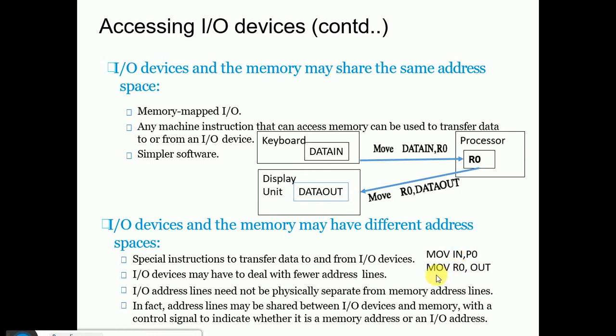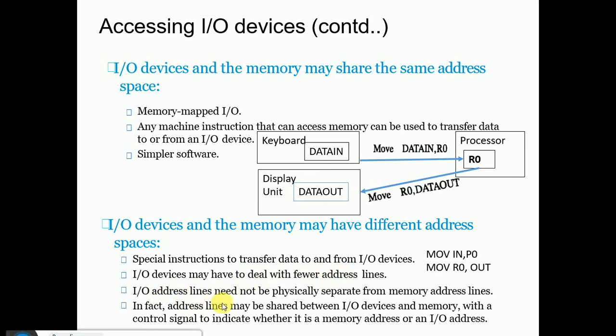In the next case, we can see that we are transferring our data from R0 to the OUT register. So that is for input and that is for output. OUT is a command with which we can do this. The OUT register is a register, and the data of R0 will be transferred to the OUT register. So input output devices may have to deal with fewer address lines, and that is an advantage of it.